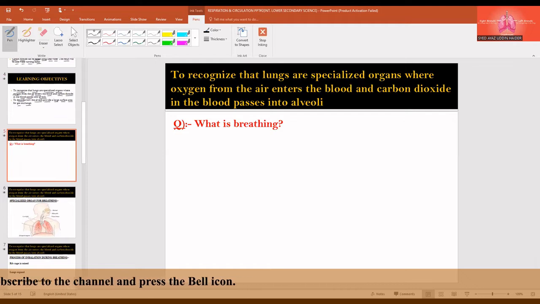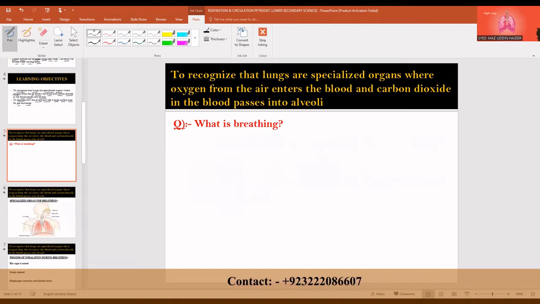What is breathing? It's a mechanical or physical process by which oxygen is taken in and carbon dioxide is given out with the help of the respiratory system.